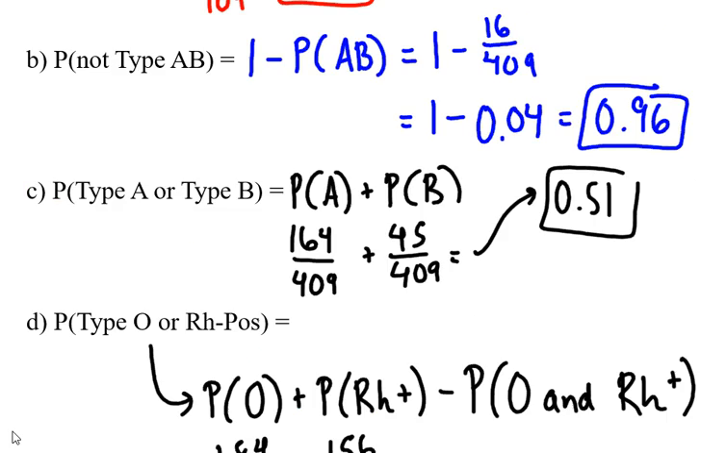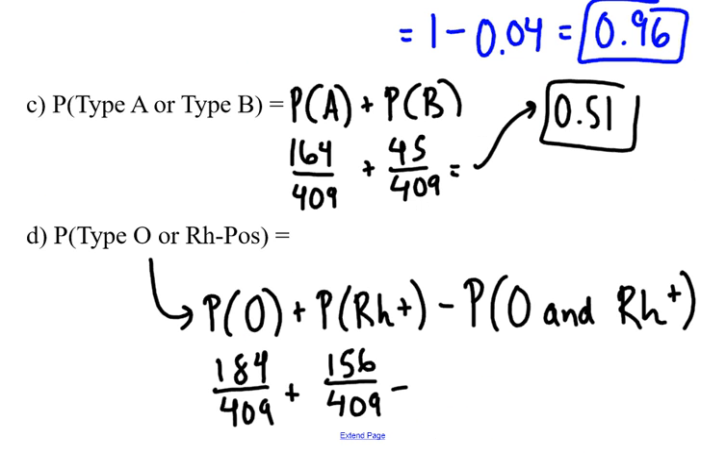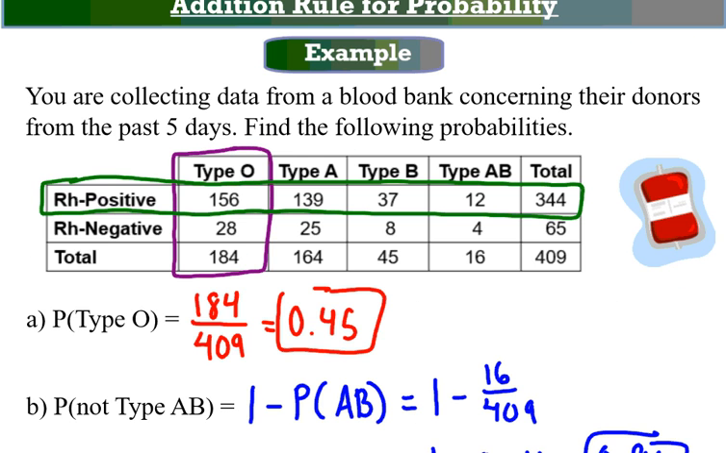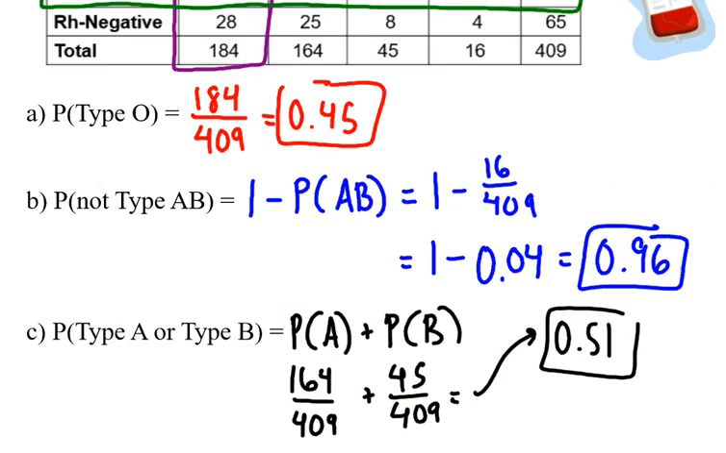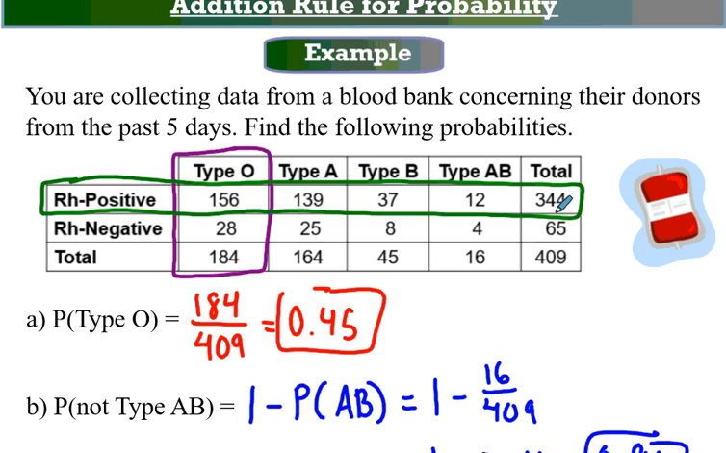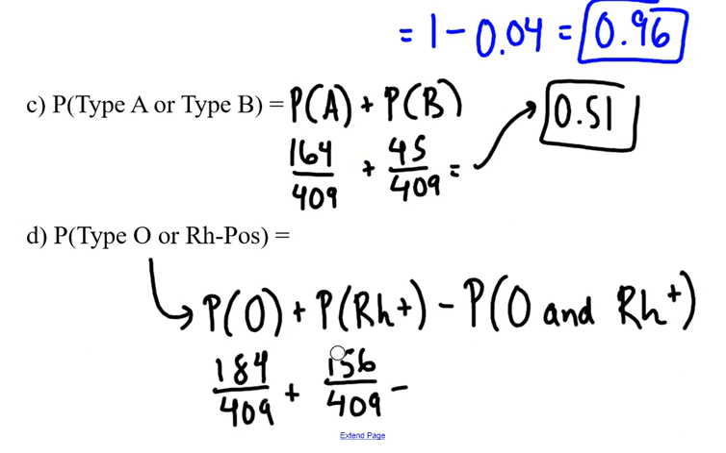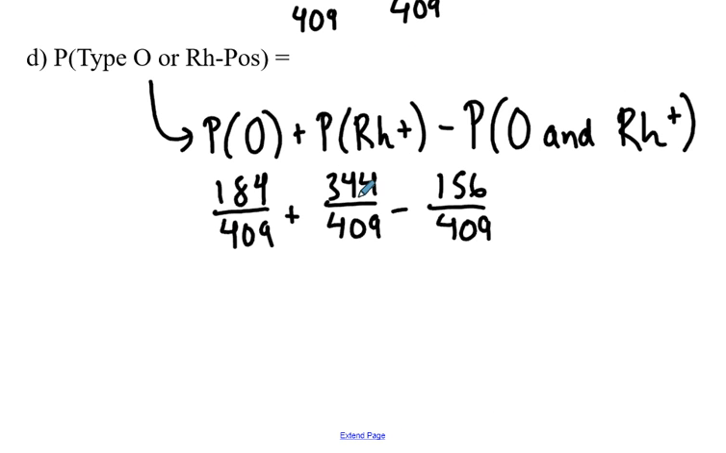sorry, I made a mistake there. I realized it when I was doing the intersection. O blood, let's make sure. O blood is 184. Rh positive is 344. This should be 344. The intersection is 156. And then there's 156 out of 409 that had both. And I've counted that twice, once in O, once in Rh positive. So I need to subtract it out.